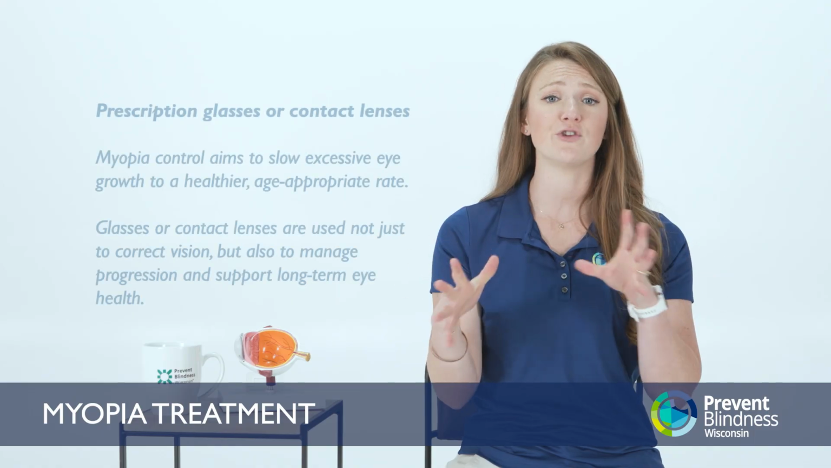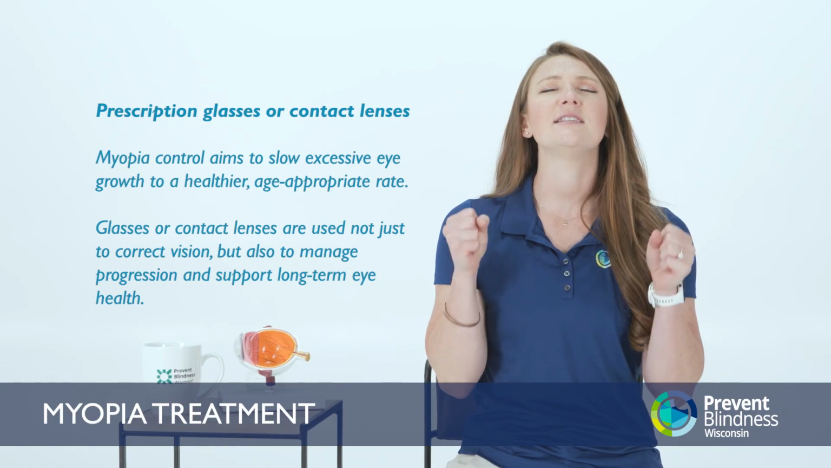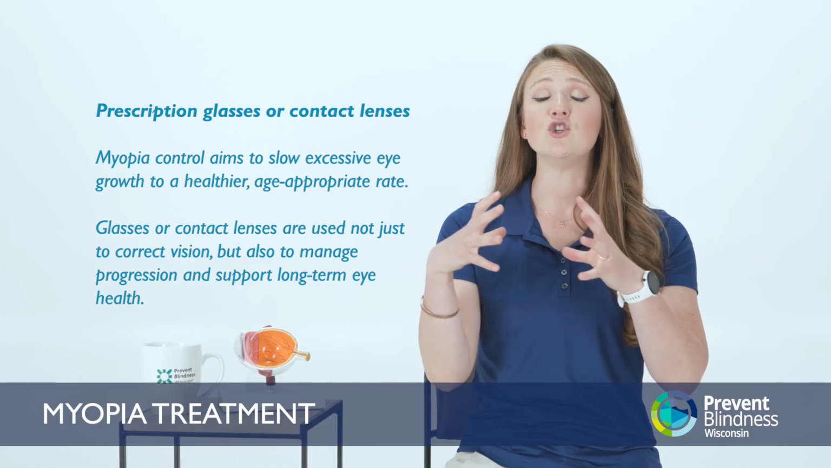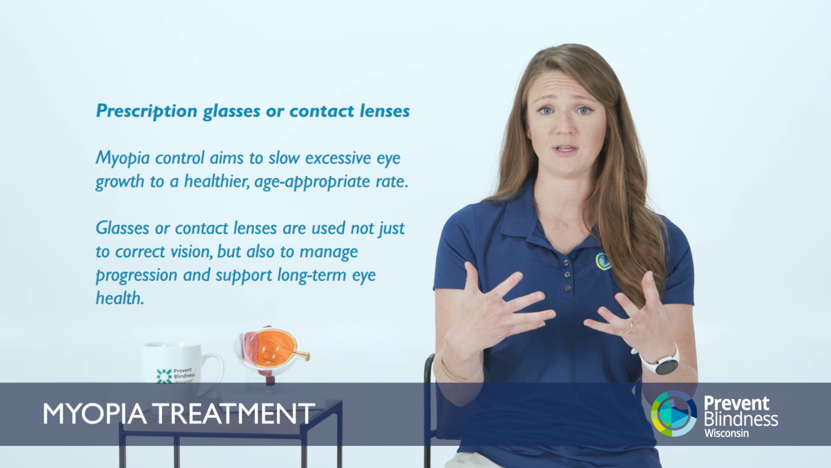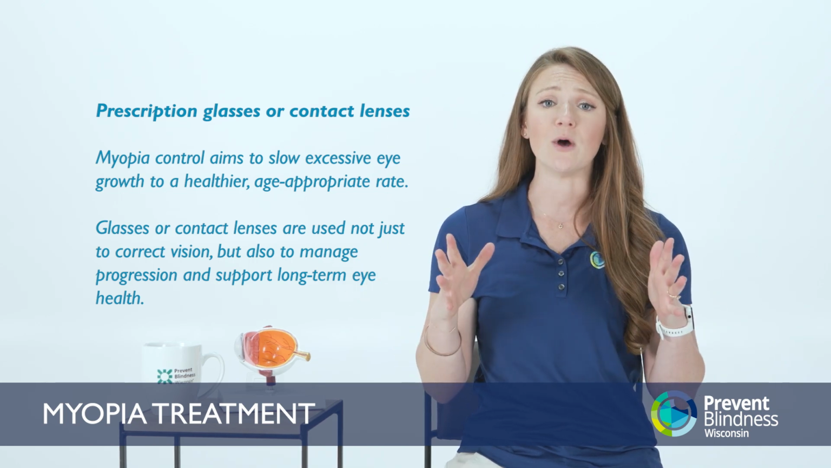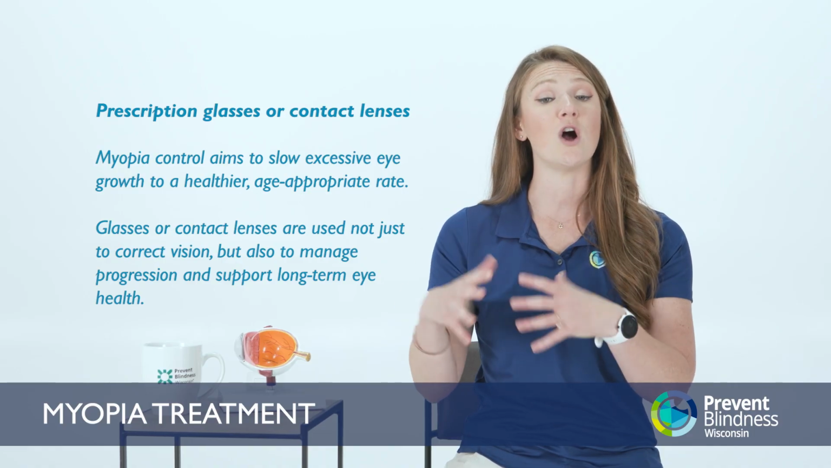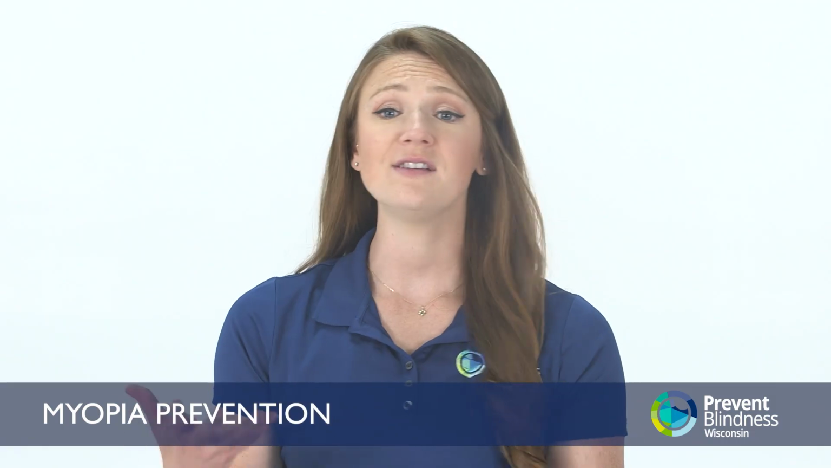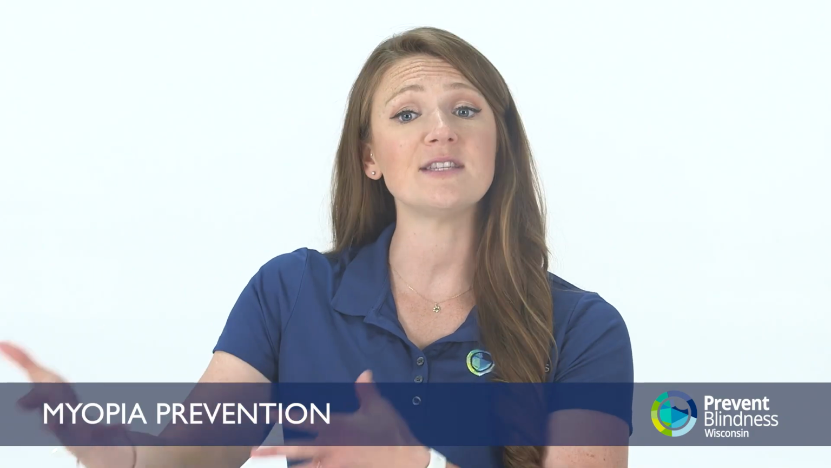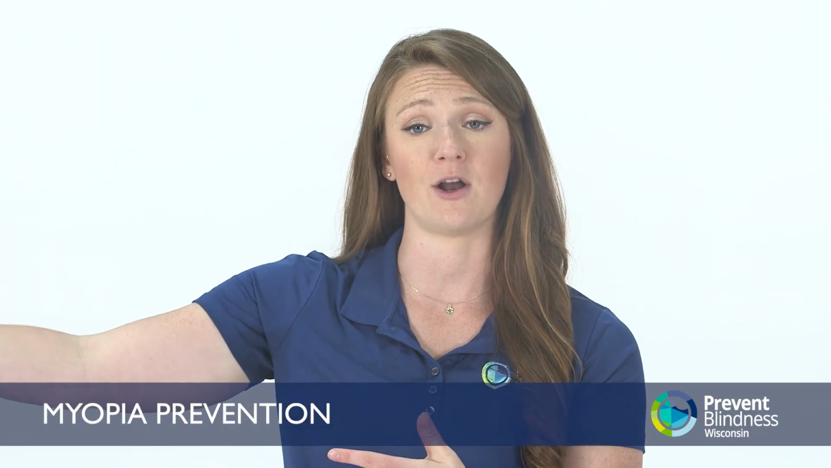The most common treatments that we see are prescription glasses or contact lenses. It's extremely important for children, if they are diagnosed with myopia, to wear those prescriptions regularly. One, it helps them see the world in front of them clearly, but also it can slow down the progression of myopia and supports their long-term eye health. With all this information, you may be wondering, can I prevent myopia? And there are steps that we can take to prevent the onset of this refractive error.